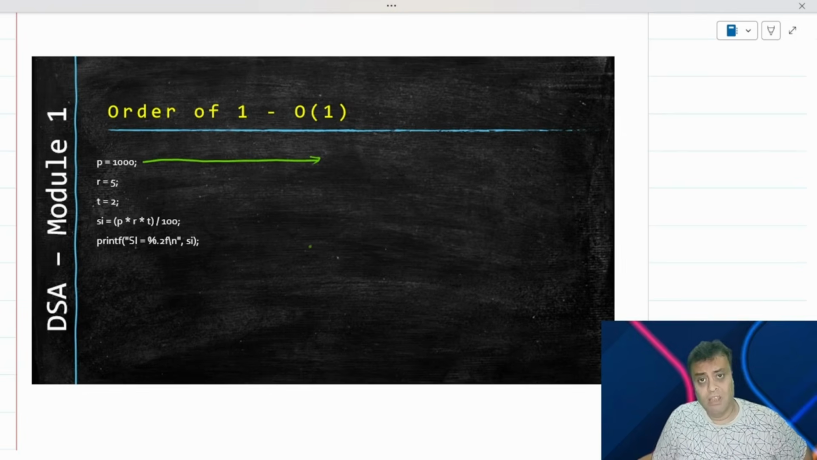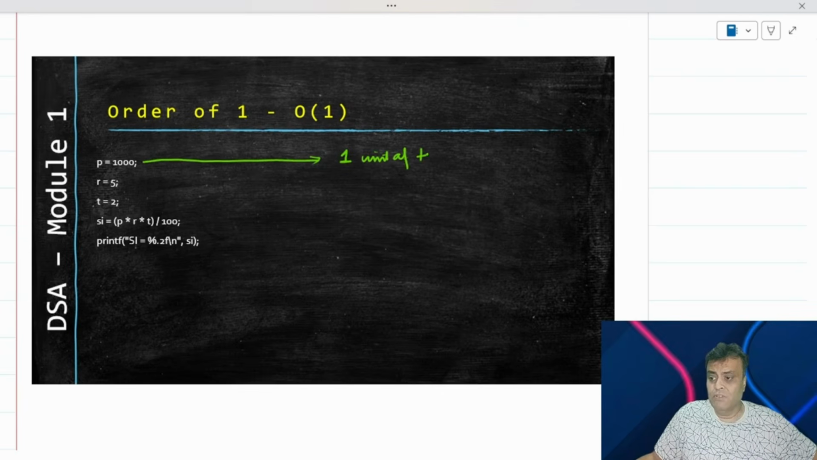So does it change with the number of inputs? If I increase the number of inputs, it doesn't change. This code doesn't have any inputs, first of all. So it doesn't change with the number of inputs, and I will say that it executes in 1 unit of time. Why unit of time? Because I don't know which machine it will execute on.